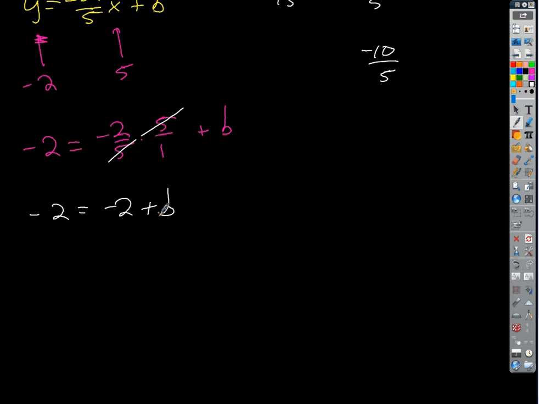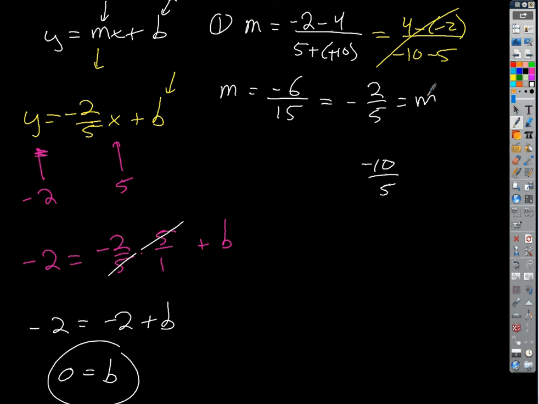What do I do with that? Add 2. So what's my result going to be if I add 2 to both sides? B equals 0. So b is 0, and m is negative 2/5. So what does that add up to as a line, if I write that in mx plus b form? Y equals negative 2/5 x. Would I write the plus 0? No, I wouldn't, because we want to write it in simplest form. It would stay invisible. There's no reason to write it. It doesn't help us. So that's my answer.